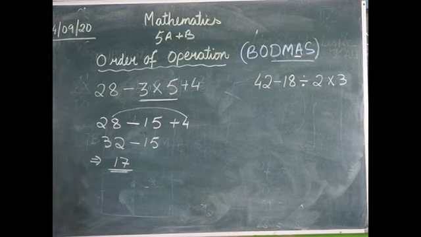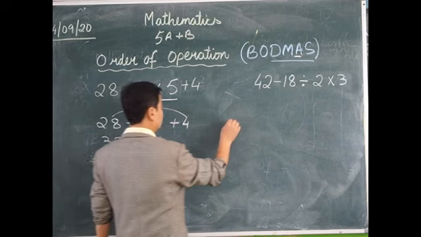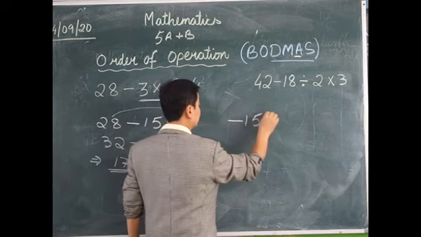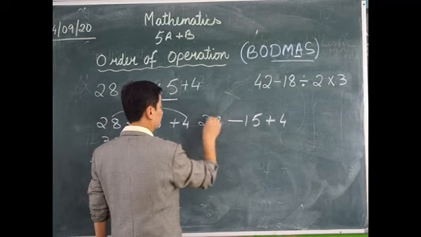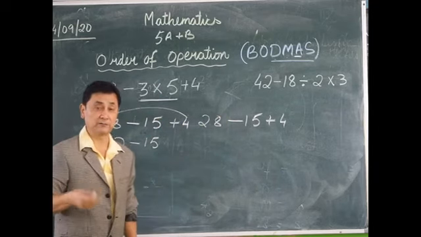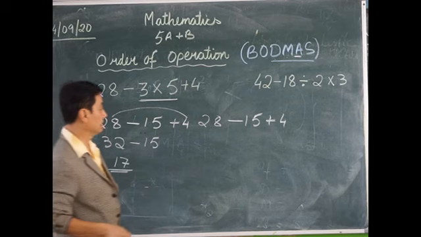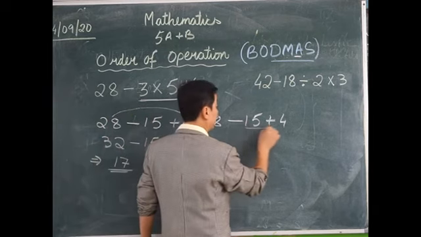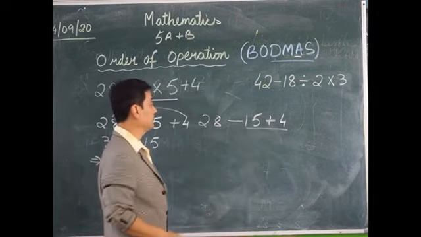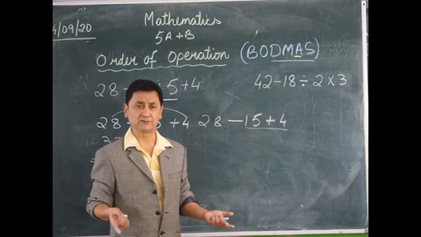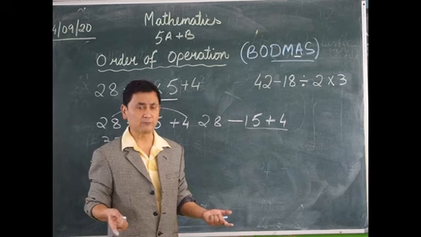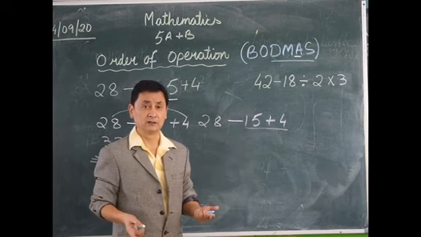Okay? Now some of us students make a mistake. What I have learned from the previous classes is that children tend to add these two, minus 15 plus 4. You can never add minus 15 plus 4. Can you add? It cannot be minus 19.